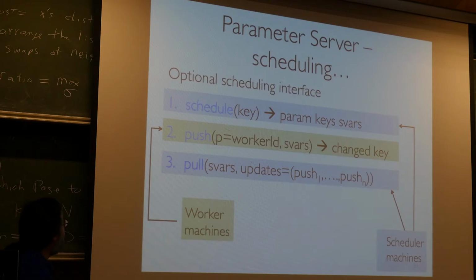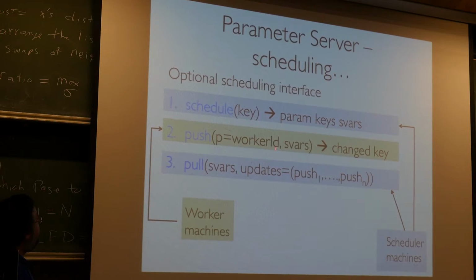So this suggests I have the following kind of interface. I've got a push and a pull. The push talks about a particular range. S is some subset of the variables, some set of parameters you're going to use. When you do a push, you're basically telling the system which keys have been changed. When you do a pull, again, you want to get fresh values for some subset of variables.